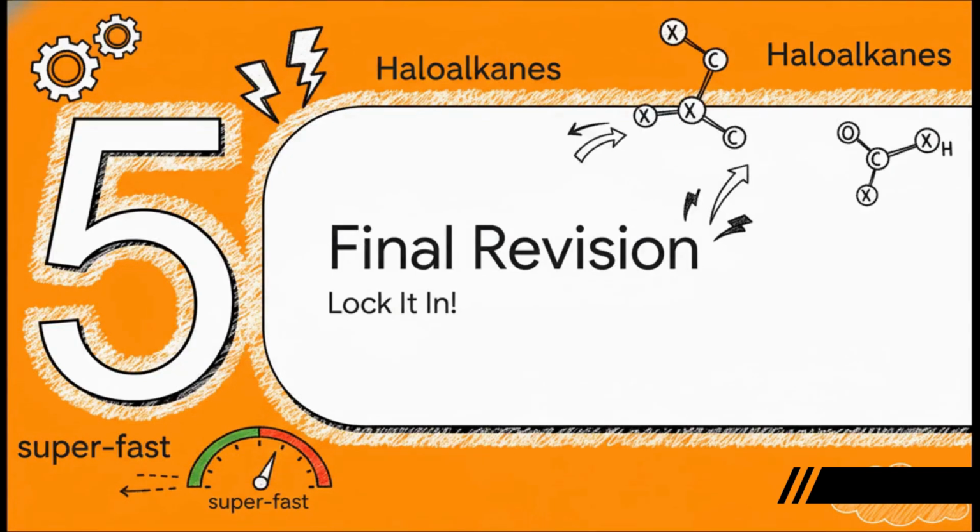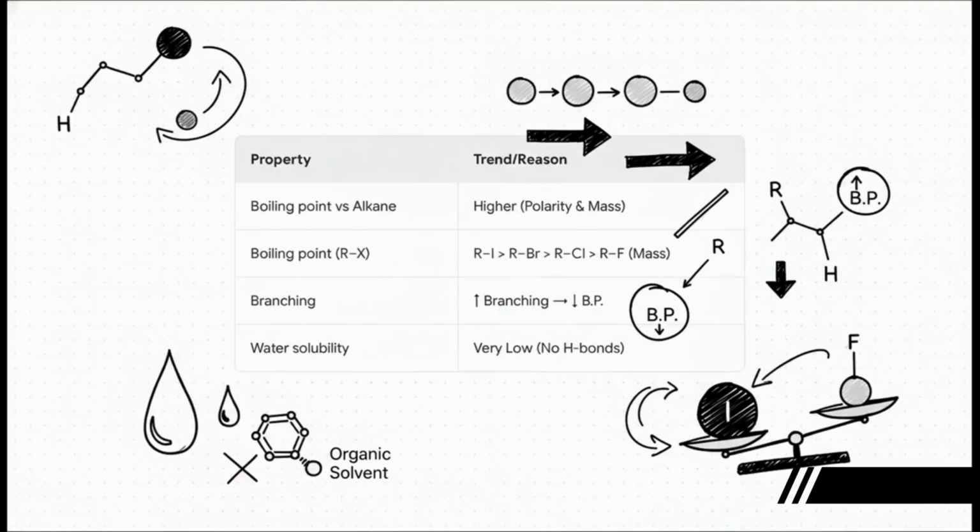Whew! We have covered a ton of ground. So let's do a final super fast revision to lock all this information into your brain for exam day. You ready? Let's go. Here we go, the entire topic on one slide. Let's do this fast. Boiling points, higher than alkanes because of polarity and mass. The halogen trend, RI is the highest, then RBr, RCl, RF. It's all about mass. Chain length, longer chain, higher boiling point. Branching, more branches, lower boiling point.